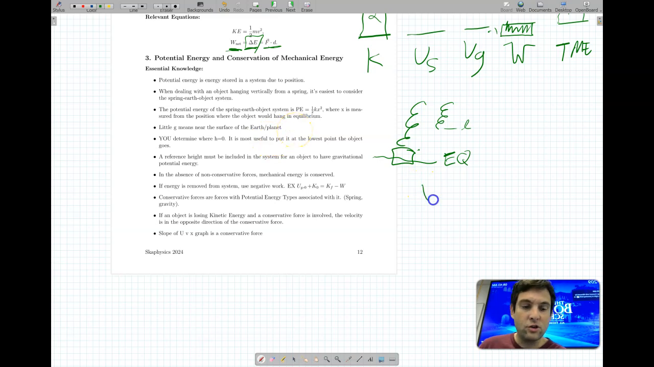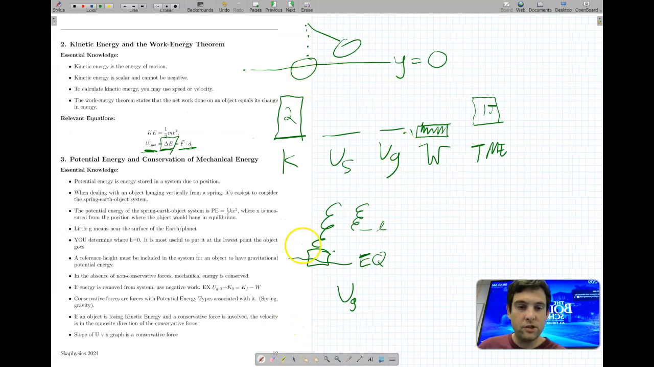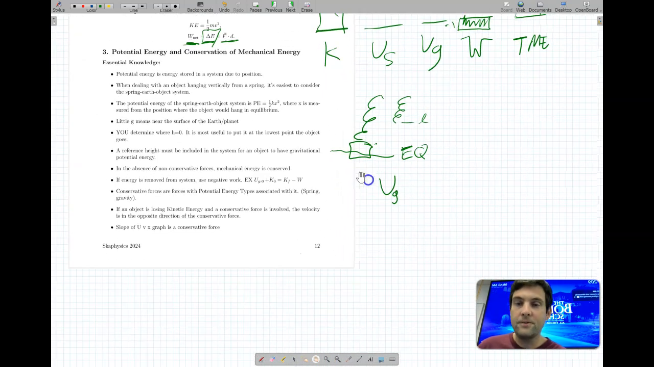Whenever we're working with gravitational potential energy, and you're using little g, it means you're near the surface of the planet or the Earth. Remember that just like we did up in the pendulum situation, I set y equals 0 to the lowest point. You also get that freedom. You get to determine where h equals 0. It's usually most useful to put it at its lowest point, or maybe you want to have it at its highest point. A reference height must be included in the system for an object to have gravitational potential energy.